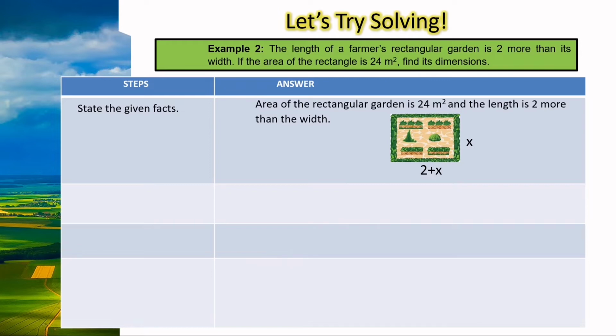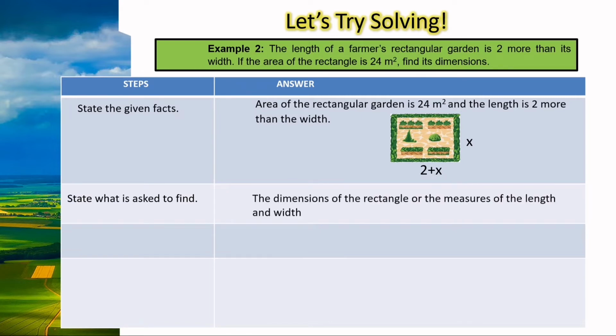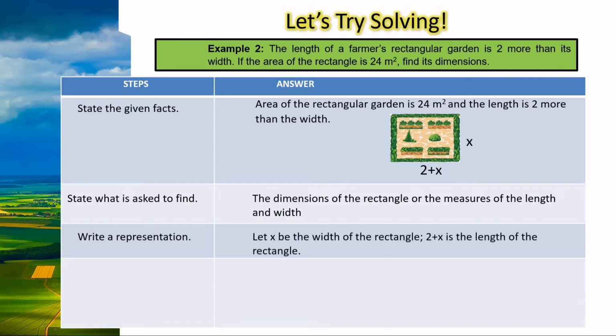The next thing to do is to state the given, and to state what is asked to find. So what we are looking for is the dimensions of the rectangle. So how do you solve for the problem? Yes, you already have the representations on your illustration. So you will only take x and 2 plus x as your representation and label it. So let x be the width of the rectangle and 2 plus x is the length of the rectangle.